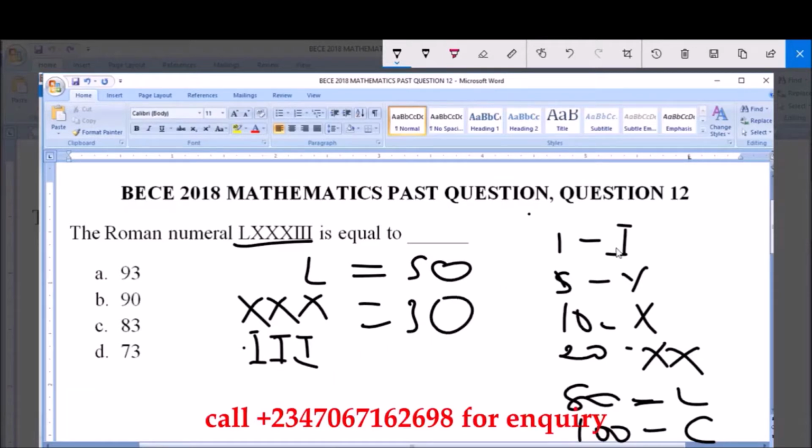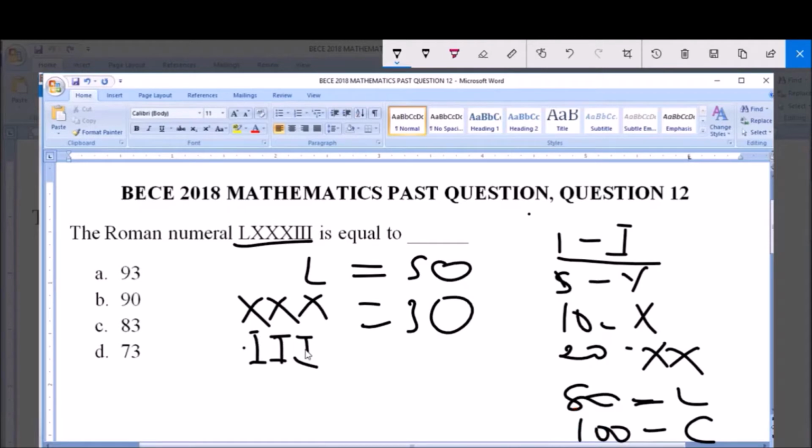Now I in the Roman numeral stands for 1. So therefore you have 3I, that's I represents 3. So now let's add this up. What will it give us? 0 plus 0 plus 3 will give us 3, and 5 plus 3 will give us 8. So therefore LXXXIII in Roman numeral is equal to 83.